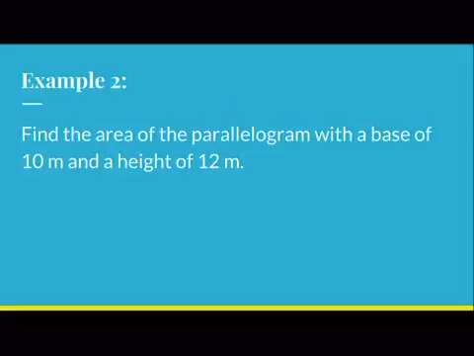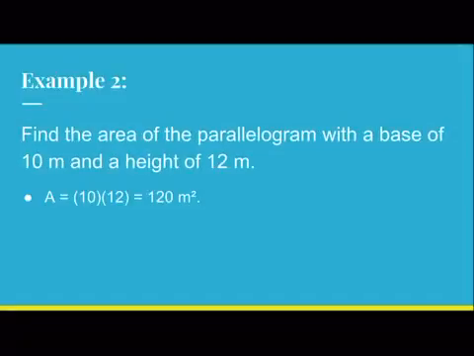So example 2, find the area of the parallelogram with a base of 10 meters and a height of 12 meters. So our base is 10 meters and our height is 12 meters. So we're just going to multiply those two numbers together. So it's 10 times 12, which will be 120 meters squared.